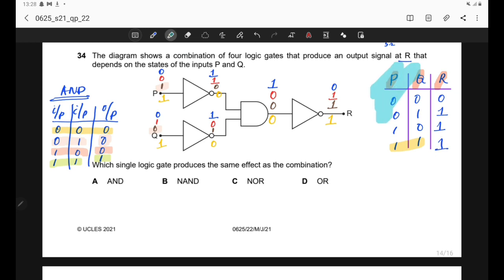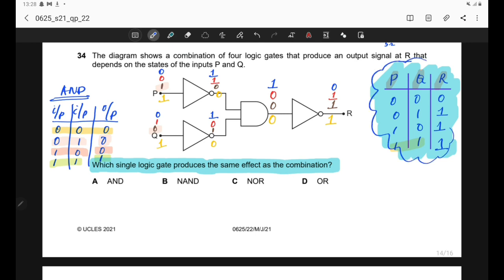Now this is the truth table of the given diagram. Now we need to check which single logic gate produces the same effect as the combination, or we need to identify which logic gate has the same truth table as this given combination. And by looking at the truth table, we can understand this is the truth table of an OR gate. Therefore, the correct answer is option D.